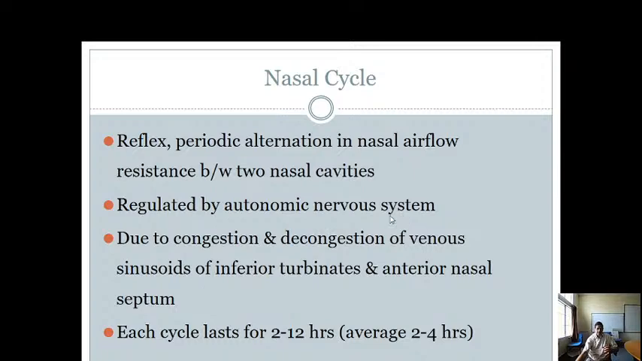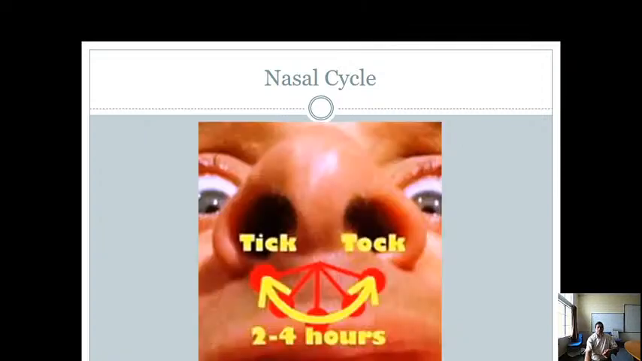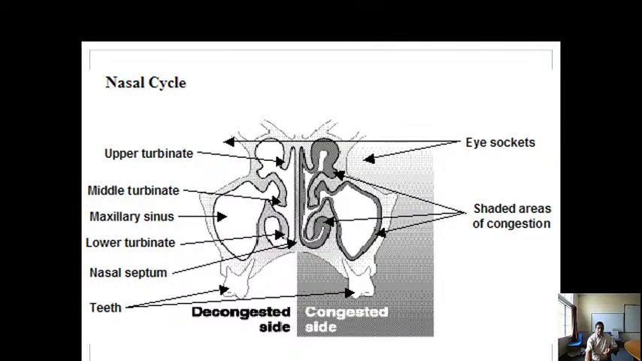So that is as far as the nasal cycle is concerned, and this usually lasts between 2 and 12 hours, but the average being 2 to 4 hours. And this is what happens, and if you observe, you'll be able to demonstrate, particularly in adults, 80% of the adults, you'll be able to assess. And what really happens during this nasal cycle is one side of the nasal cavity is totally free, whereas on the other side there is engorgement of the venous sinuses, there is some kind of edema, there is an exudation.